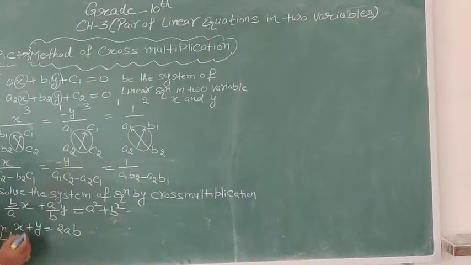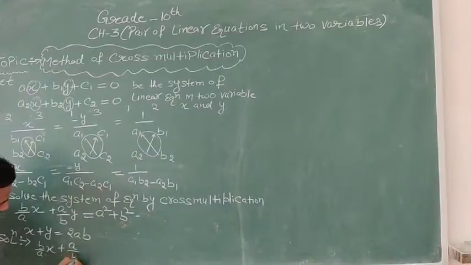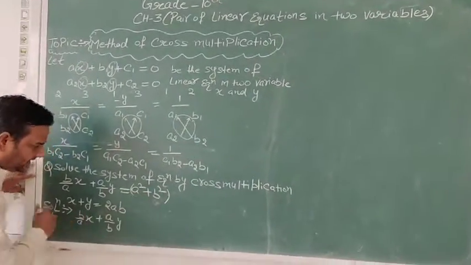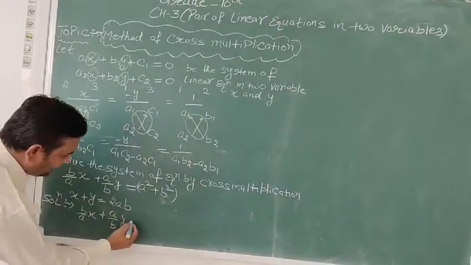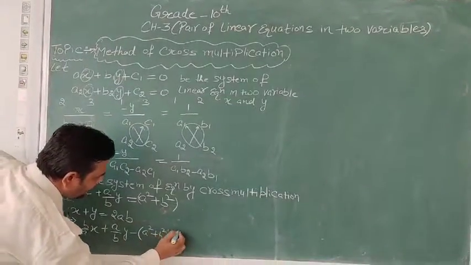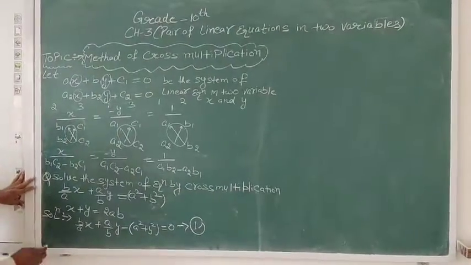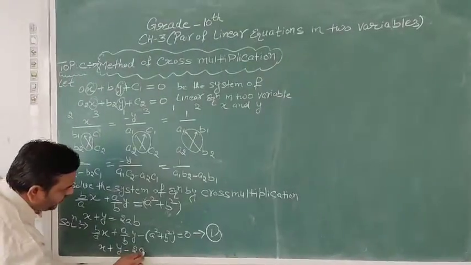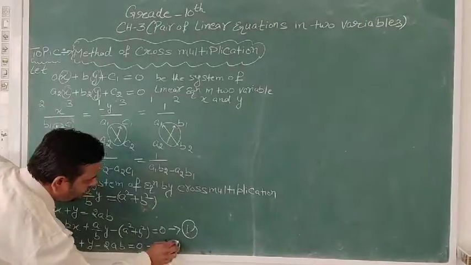So I am writing b upon a x plus a upon b y within the bracket. When it comes to the left side, I am writing this minus a square plus b square within the bracket is equal to 0. Let it be equation number 1. Then next is x plus y minus 2ab is equal to 0, and let it be equation number 2.